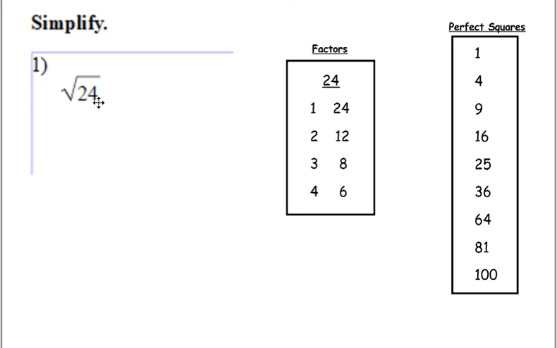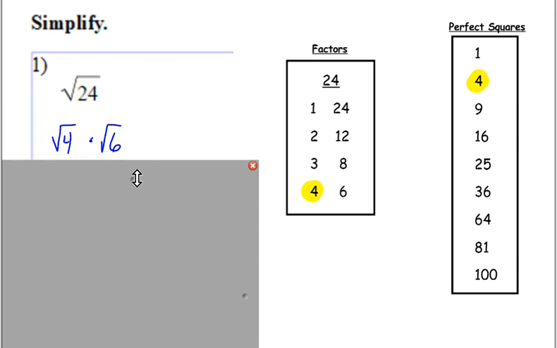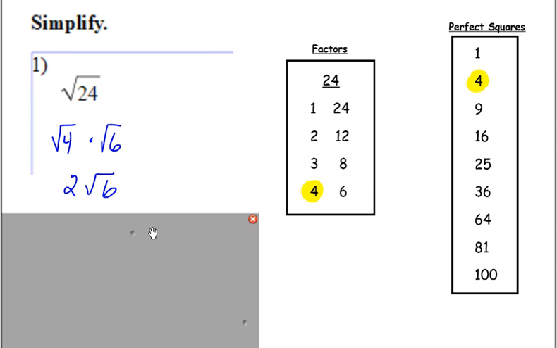So to simplify the square root of 24, here are our perfect squares. Are any of these perfect squares factors of 24? Four is a factor of 24 and a perfect square. So we're going to rewrite the square root of 24 as the square root of 4 times the square root of 6. We're going to simplify the square root of 4, and that's going to be 2 square roots of 6.